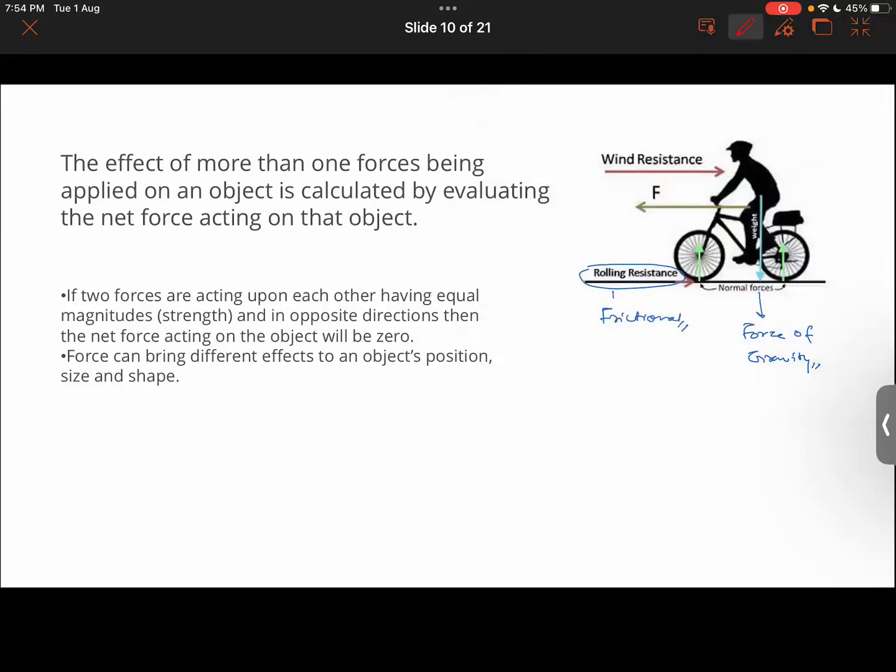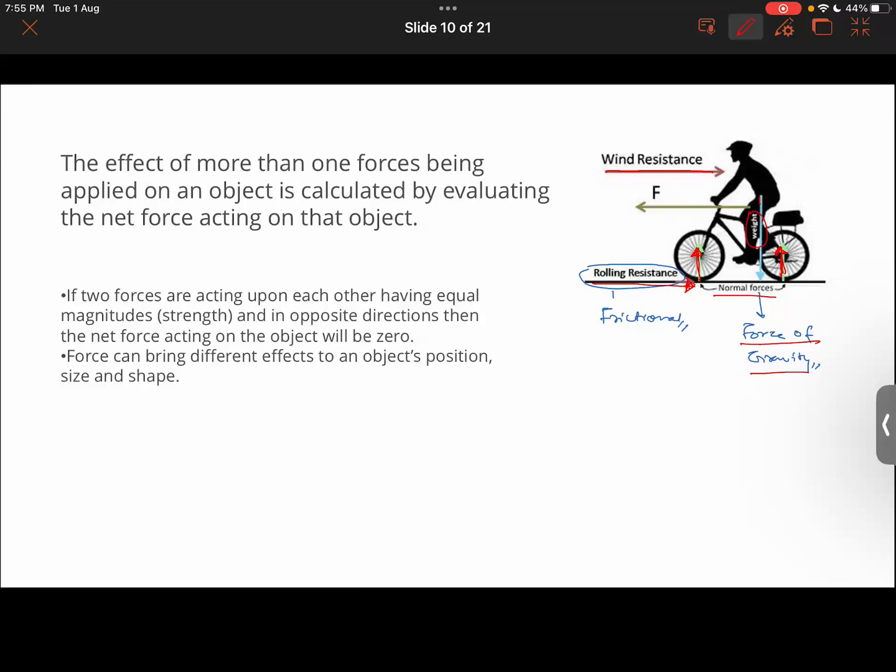Let me write the directions here. This is the frictional force, and these are two normal forces. Normal force is a type of force that always acts perpendicular to the ground in the upward direction. And there will be the force of gravity also, due to its weight. The force of gravity is simply the force by which an object is pulled towards the core of the earth, and its magnitude we also call weight. And then there is wind resistance, and the force with which the person is moving forward.